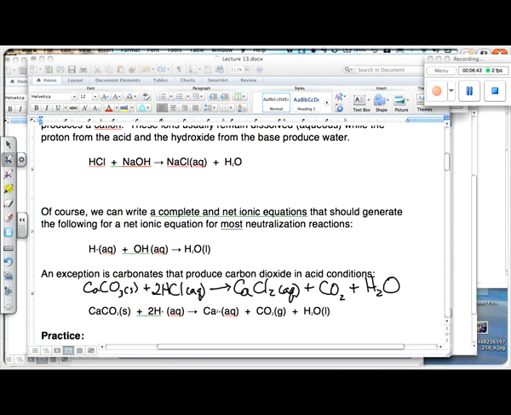Now what I did not show you was how that works. Okay, so here's the formula for carbonic acid, which is what you would get if you took the positive from the acid with the negative from the calcium carbonate.